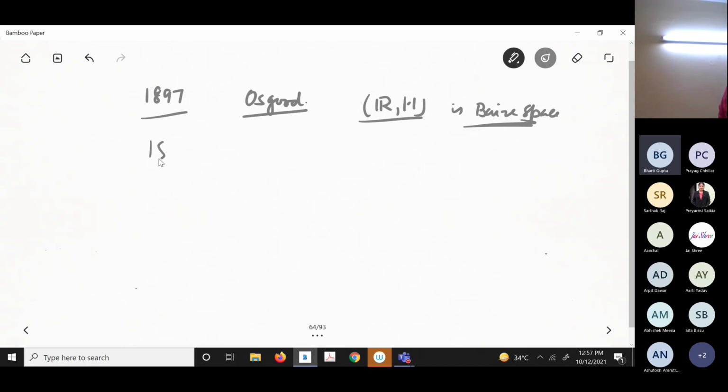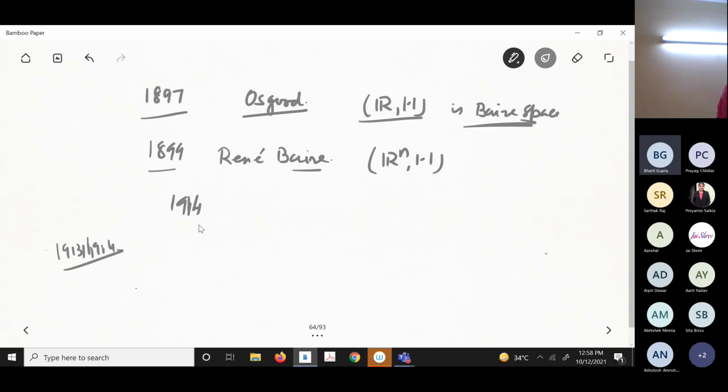But in 1899 René Baire, who was French, proved it for R^n. Then Hausdorff, one of the main founders of topology, came in 1913-14. Often the publication year of his book is written as 1913-1914, and many historians write it that way. He proved what I proved today, that every completely metrizable space is a Baire space. This is Hausdorff's theorem.